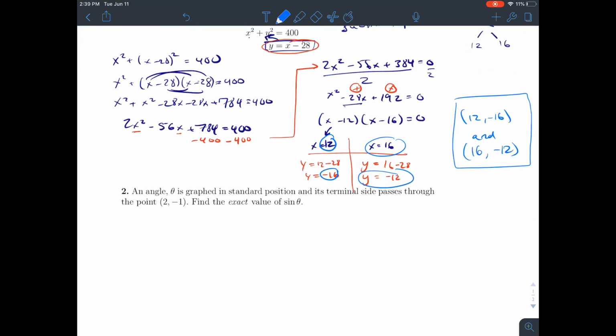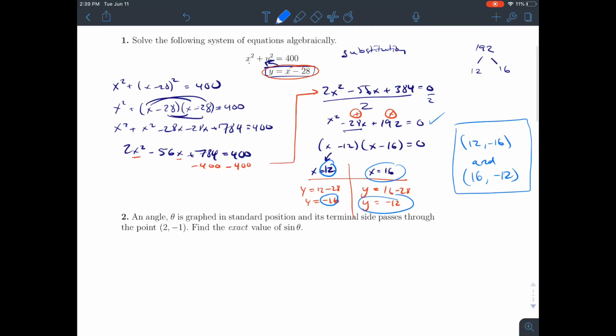All right, so tough sum and product problem, but I think this emphasizes an important type of problem that we need to be able to solve, which is systems of equations with substitution.